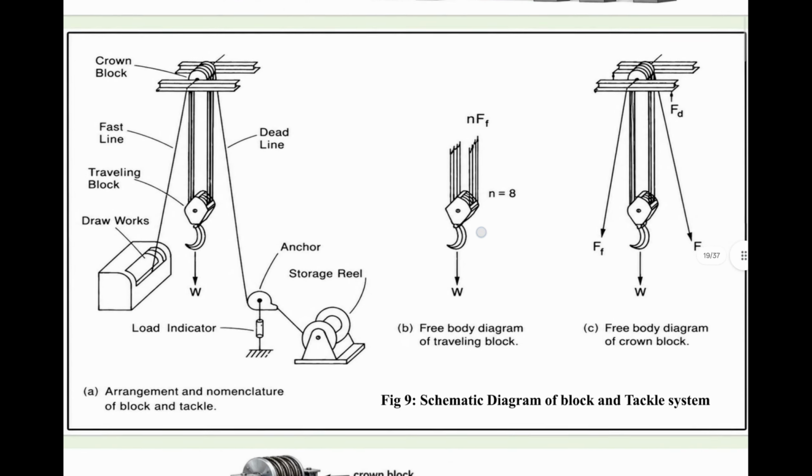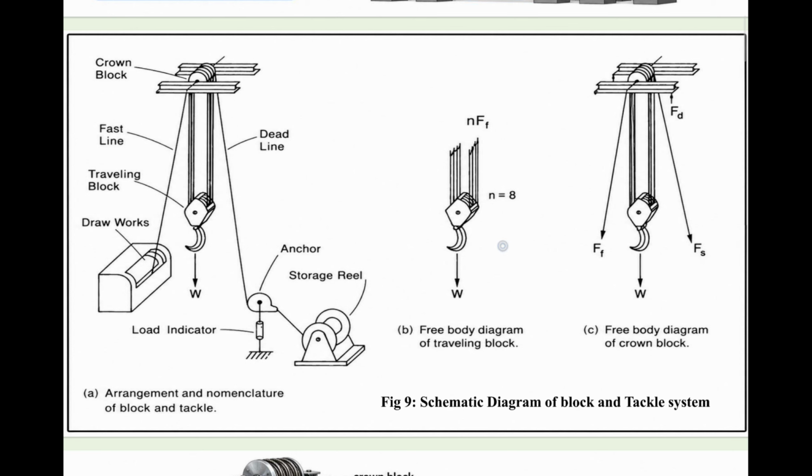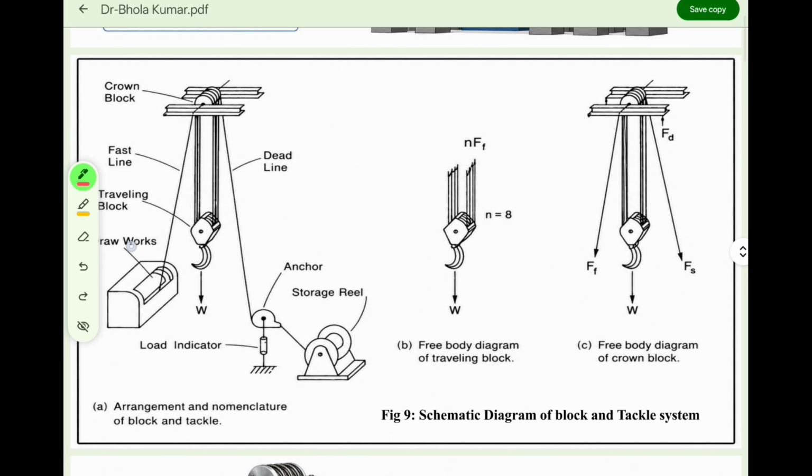So this is another thing we want to discuss. This particular thing is called the Drawworks. We will discuss the Drawworks, right? This system is called the traveling block, this line is called the fast line, and this line is called the dead line. I will talk about each and everything, and this is what we call the crown block, right?